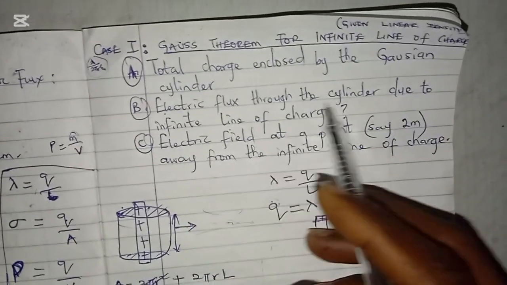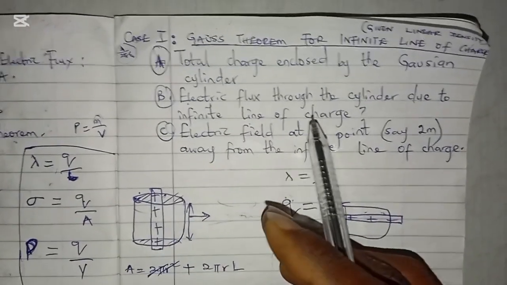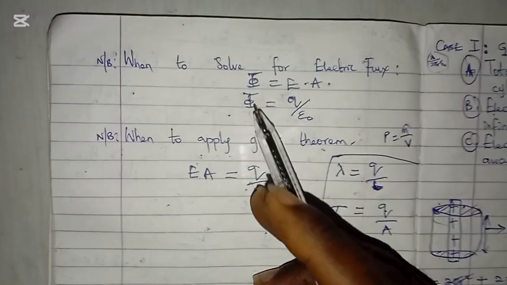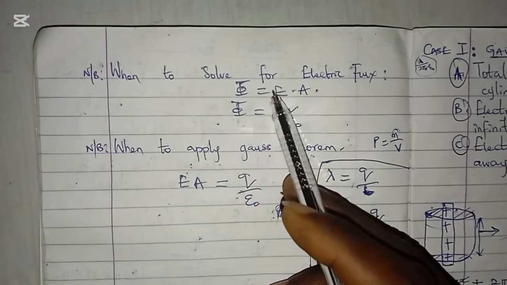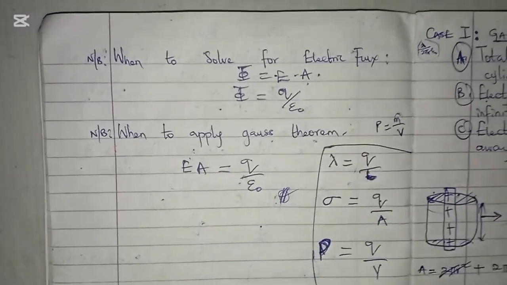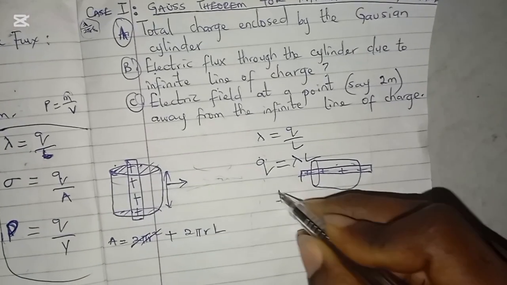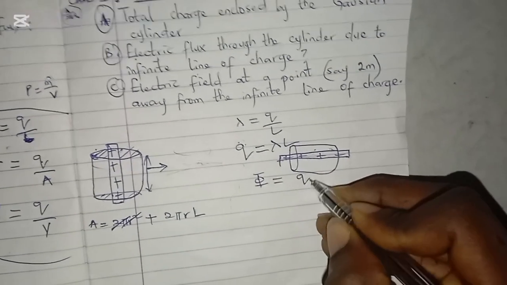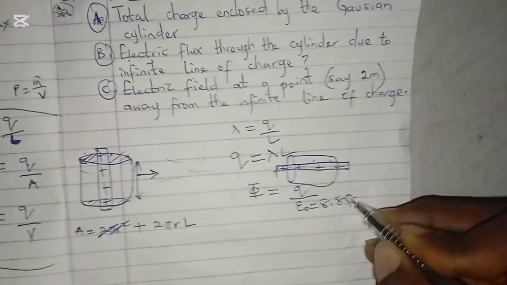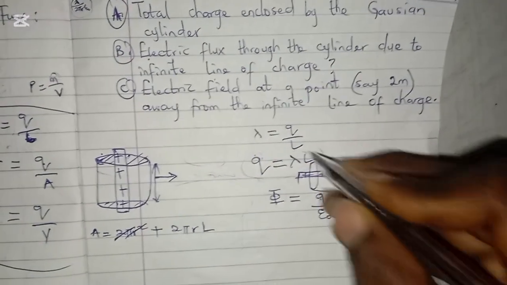Now for the electric flux through the cylinder due to an infinite line of charge, which is B, I don't know the electric field. Remember that we said we have two formulas for electric flux: EA, electric field and area, and then charge over epsilon naught. I've gotten the charge, so to find the electric flux here, we'll simply use Q all over epsilon naught, because epsilon naught is a constant, which is 8.85 times 10 raised to the power minus 12. Then I put in the value I got for Q, and I get this.